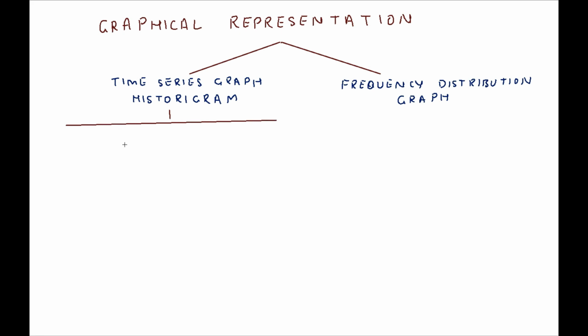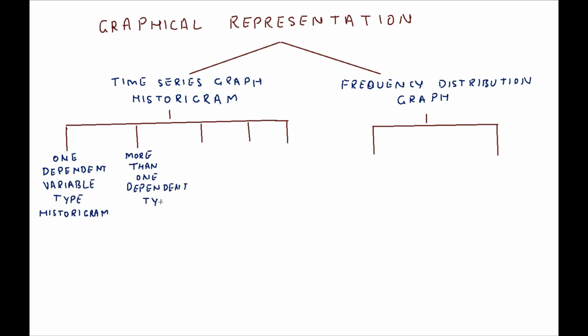Now historigrams are further divided into 5 types. One dependent variable type historigram, more than one dependent variable type historigram, mixed graph, range graph and band graph. Out of these 5, mixed graph and band graph are very important graphs.